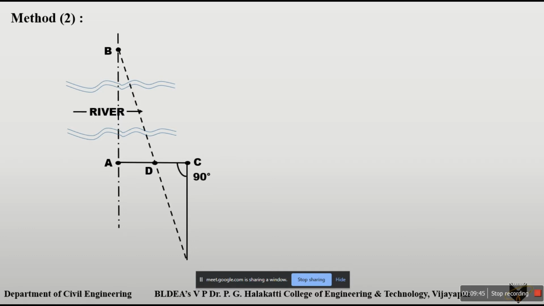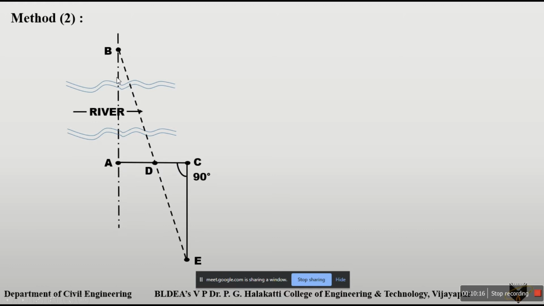Then one more person has to move along this line. After it comes in line with these two ranging rods, stop the movement. That point is E. Now just observe this diagram. This is one triangle, ADB. Similarly, one more triangle is formed here, DCE. These are the two similar triangles.